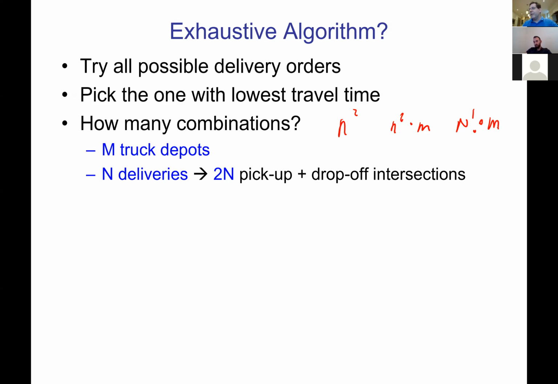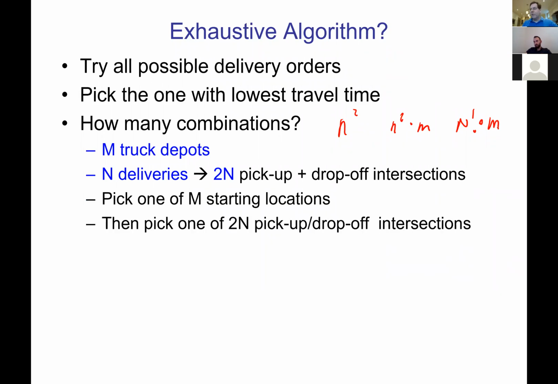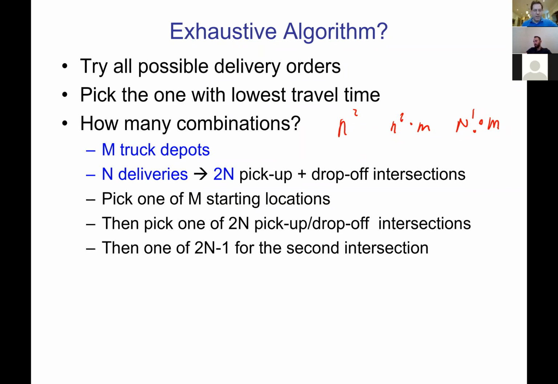So I've actually got 2n intersections. First choice I make is which depot, so I can choose one of m things. Then I've got 2n choices, a bunch of which are illegal. It turns out only the pickup ones would be legal, but let's say my code's not that smart. I'm just going to try all 2n of those things and then check legality afterwards.